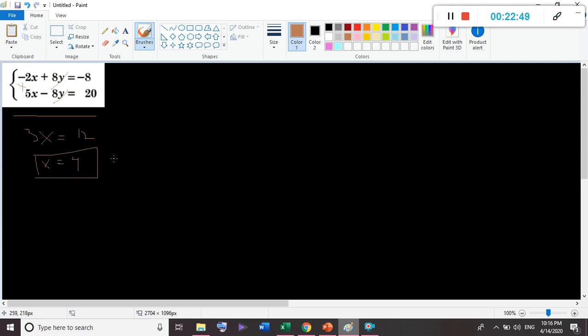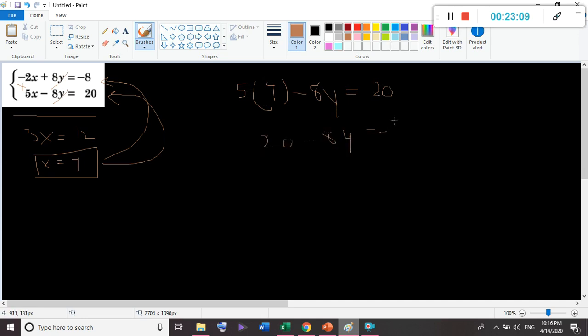Now we found the answer for x. We just have to substitute it either in the first equation or in the second equation. Let's try substituting in the second equation here, which is 5 times 4 minus 8y equals 20. So 5 times 4 is 20, minus 8y equals 20. We're going to move the 20 over there, so -8y equals 20 minus 20, which is 0, so it means that y equals 0. And my answer is going to be (4, 0). I guess this is the easiest way. It's way easier than substitution also.